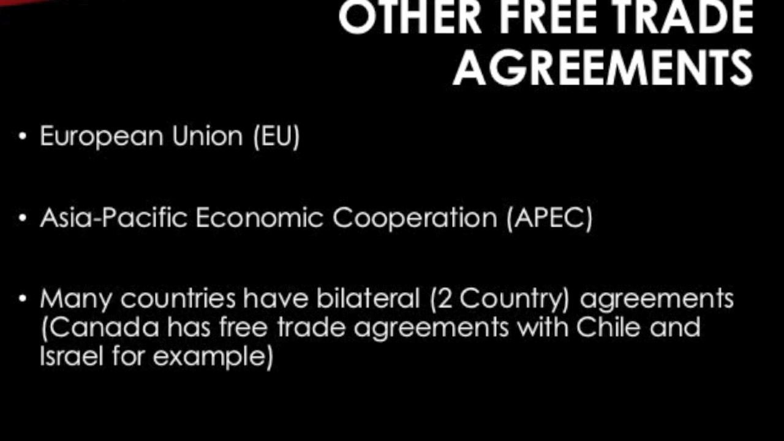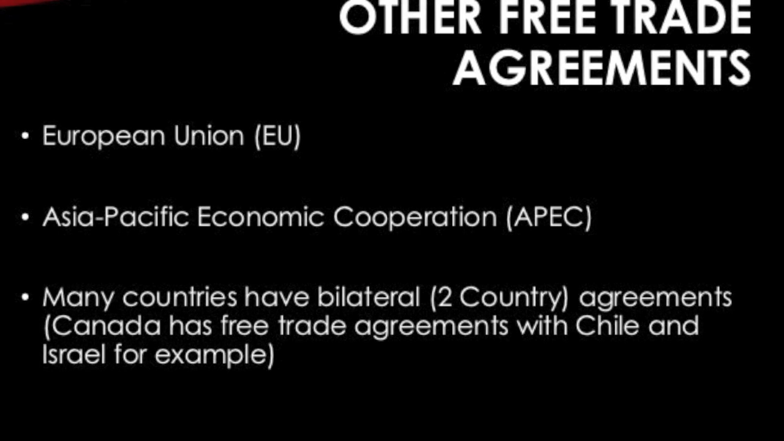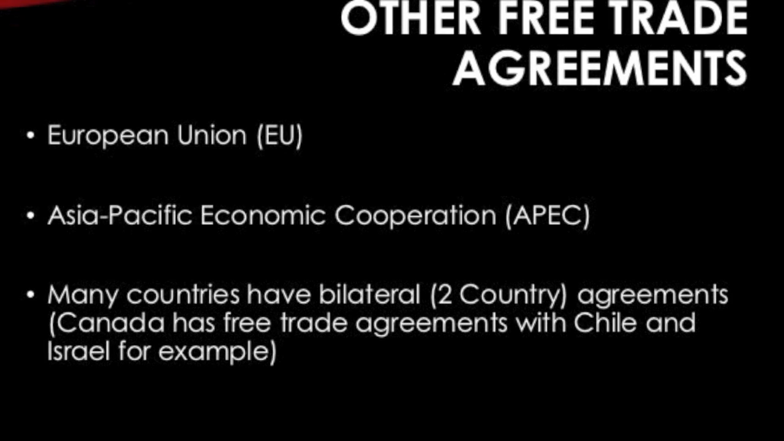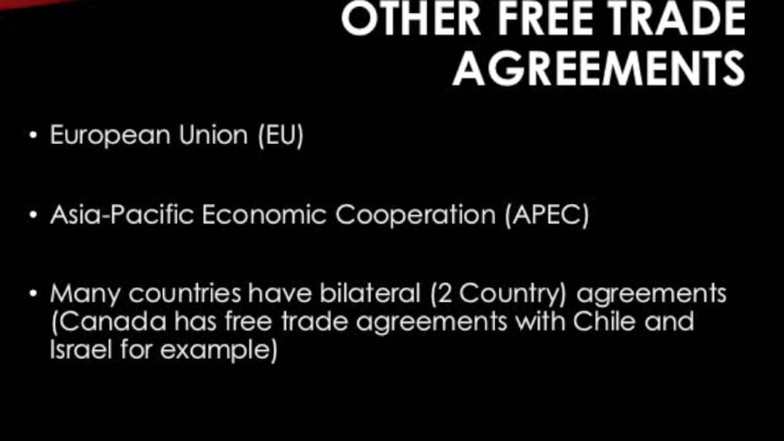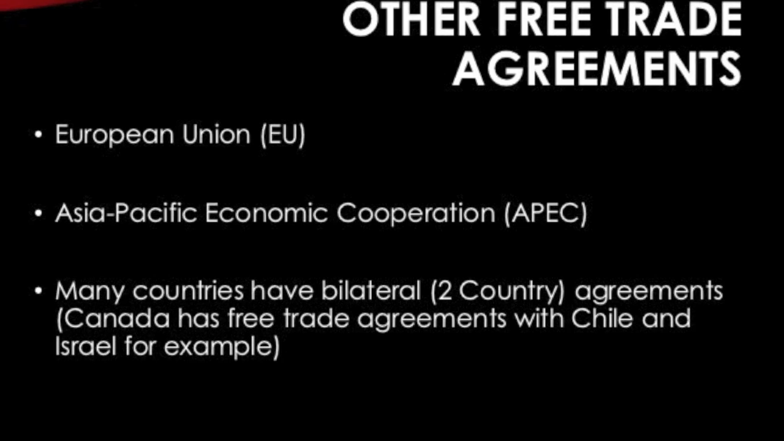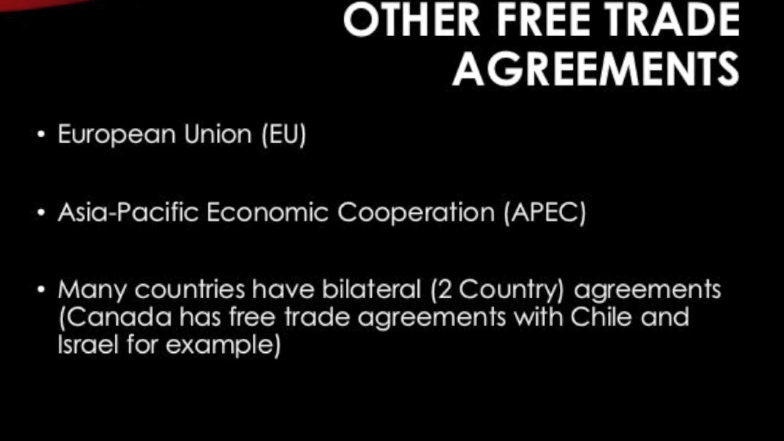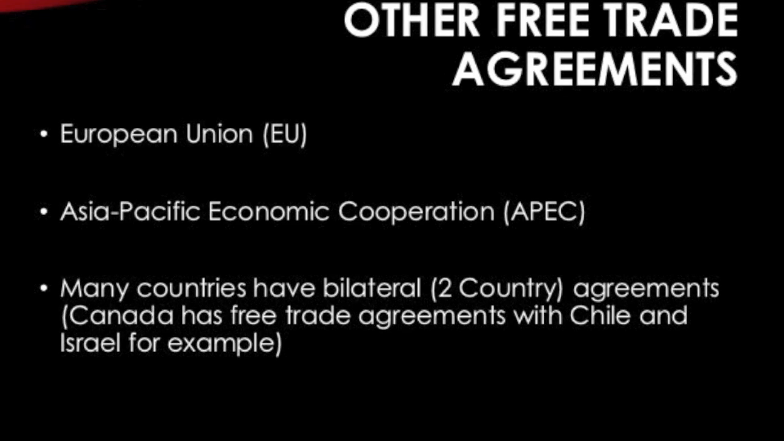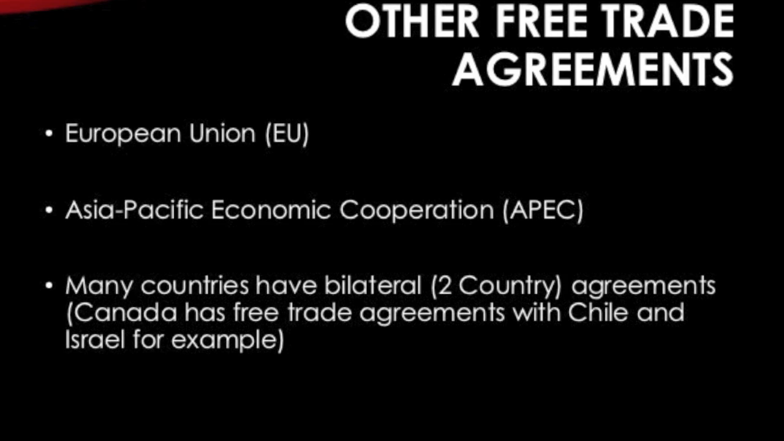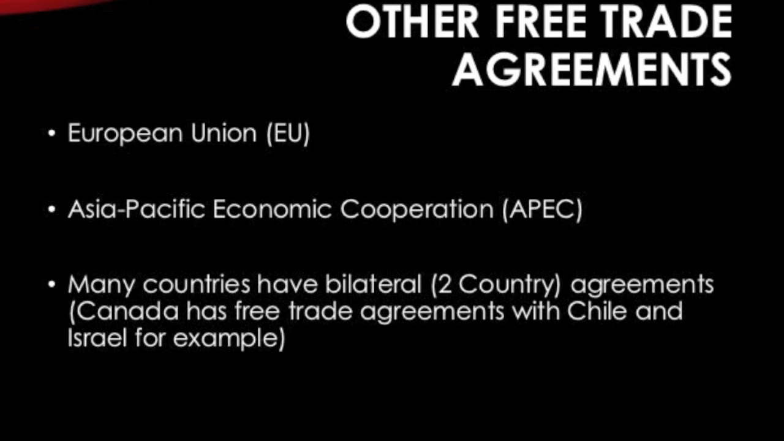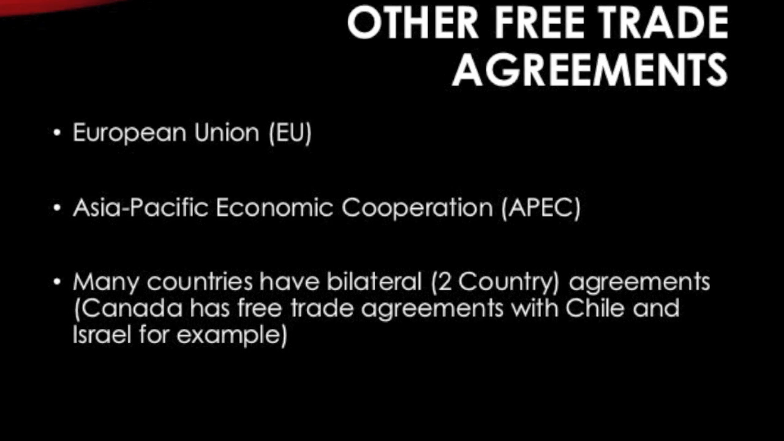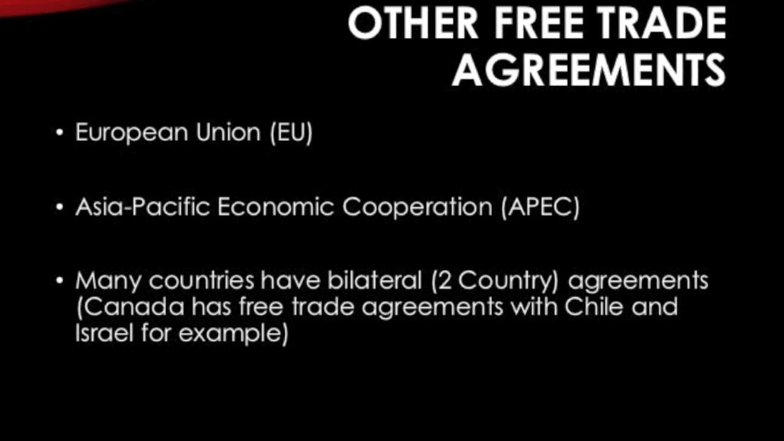A few other free trade agreements that are important to note: the first one is the European Union, the EU, and that is free trade among all of the European countries. Another one is the Asia Pacific Economic Cooperation, also known as APEC, and again, that's free trade between those Asian countries. Many countries have a bilateral agreement, which is normally between two different countries. Canada has free trade agreements with Chile, and that's bilateral, two countries, and Israel, for example. Again, that's bilateral between Canada and Israel. So there are thousands of free trade agreements between different countries for different reasons, and that allows international business to take place.